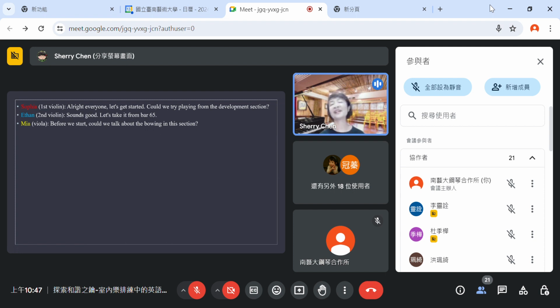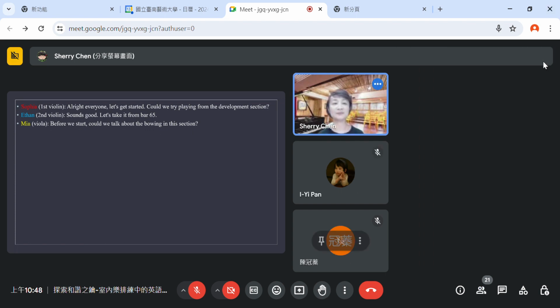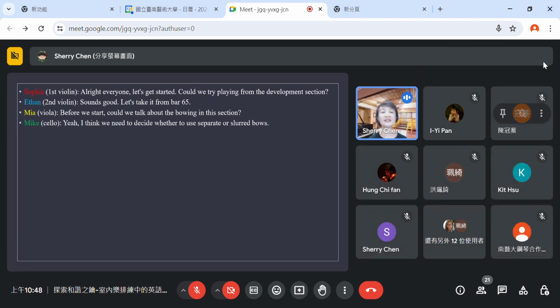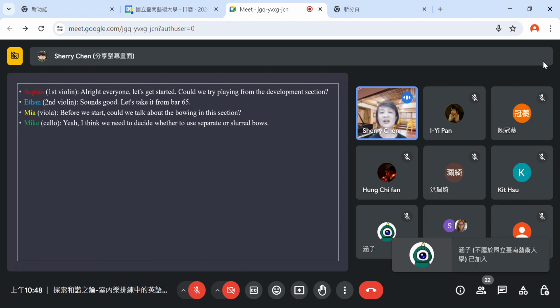Again, it's almost always crucial in a string quartet rehearsal to match the bowing. Matching the bowing is very important because you want to ensure that everyone is going in the same direction. Also, it looks better to the audience when everyone bows in the same direction. Mike, the cellist: Yeah, I think we need to decide whether to use separate or slur bows.